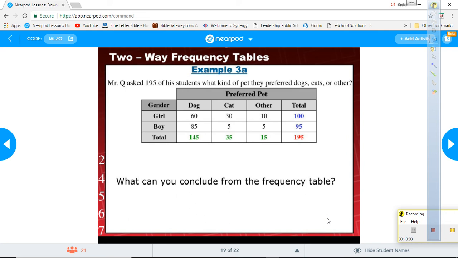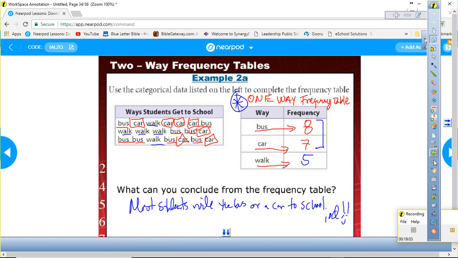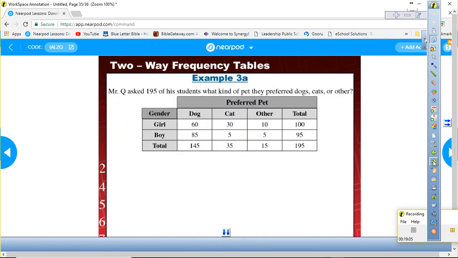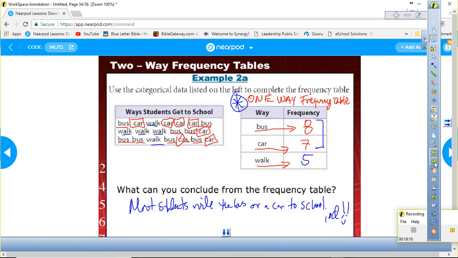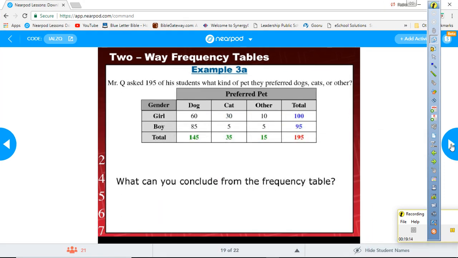Does everybody get it? So this is a what? A two-way frequency table. So once again, two-way, one-way. Do you see the difference? Two-way, one-way. All right. So let's go to the next one.